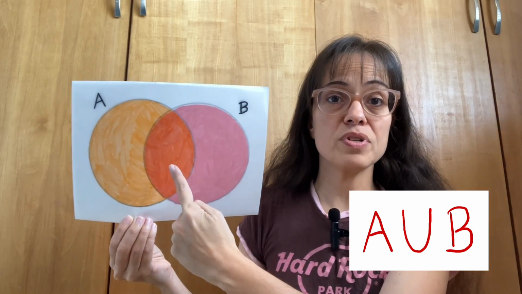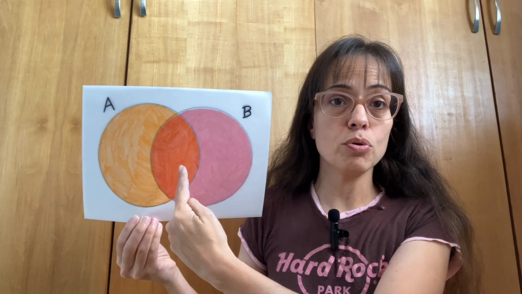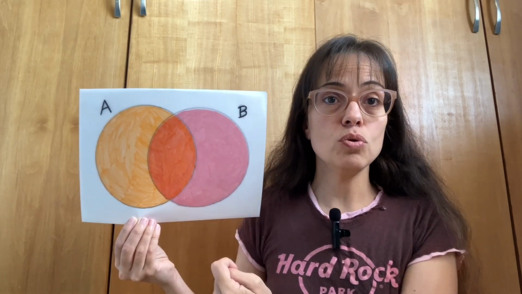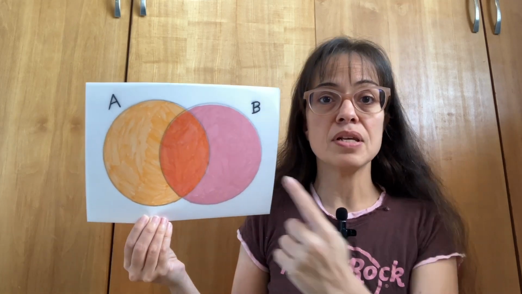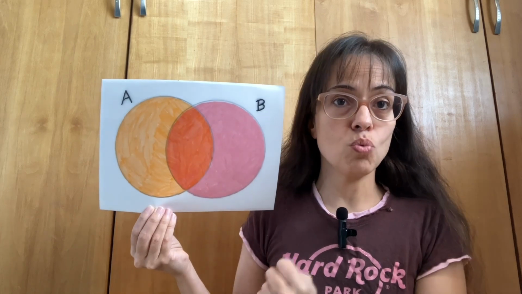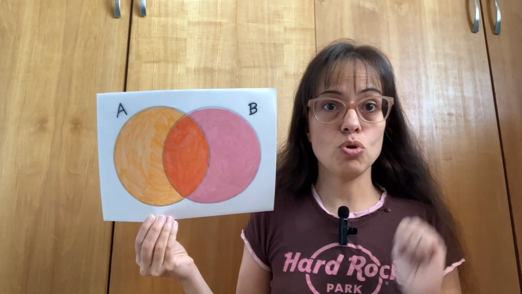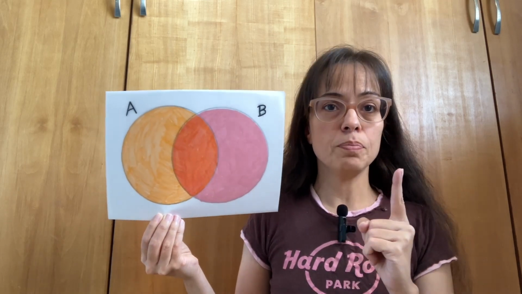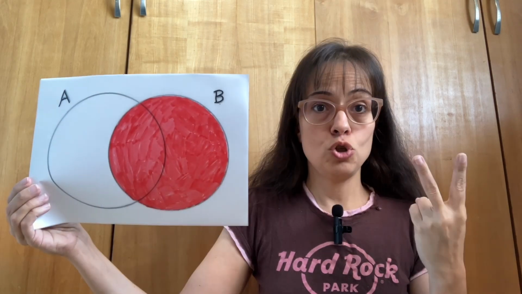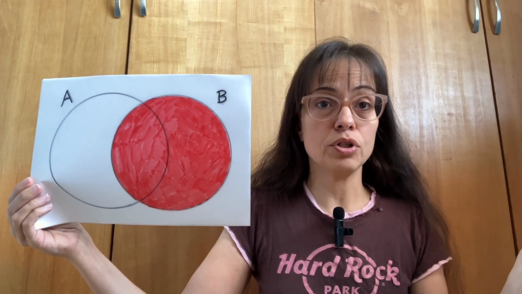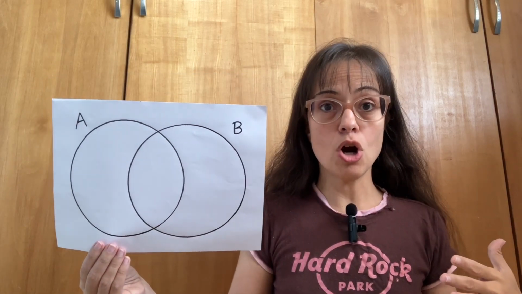So the intersection was the one part that belonged to both of them at the same time, and the union is the 3 parts that belong to at least one of them. Is the intersection part of the union? Yes, because it belongs to both, so that is at least one. But this is also part of the union, that is also part of the union. So it's 3 parts for a union, 1 part for an intersection, and 2 parts for just a single one of the sets.